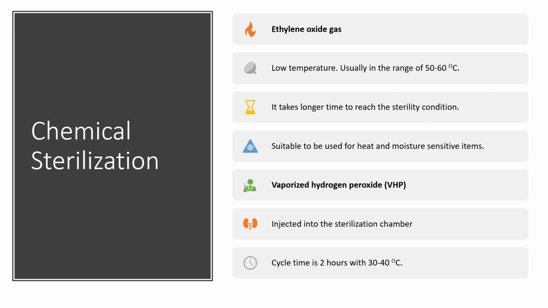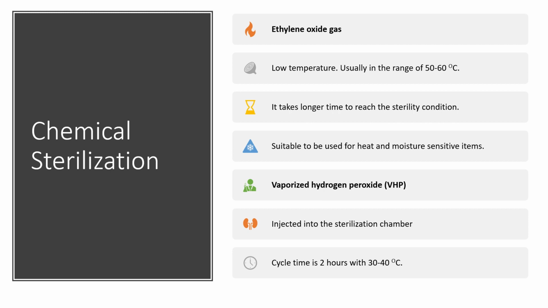Ethylene oxide gas sterilization involves the use of a gas with low temperature, typically ranging from 50 to 60 degrees Celsius. Unlike traditional steam autoclaves, this method operates at lower temperatures, making it suitable for delicate and sensitive materials that cannot withstand high heat. However, it's important to note that ethylene oxide gas sterilization may require a longer time to reach the desired sterility condition due to its lower temperature. Despite this drawback, it remains a valuable option for ensuring the safety of heat and moisture-sensitive items in various industries, including healthcare and pharmaceuticals.